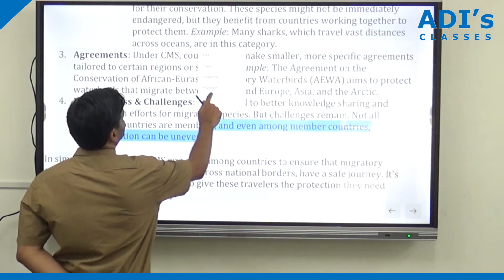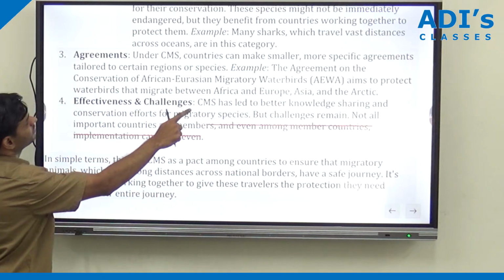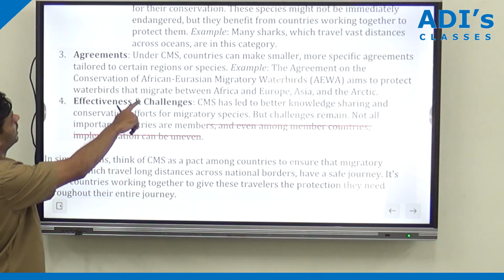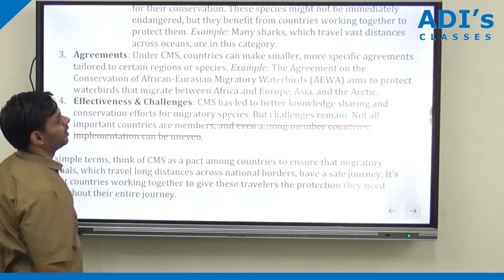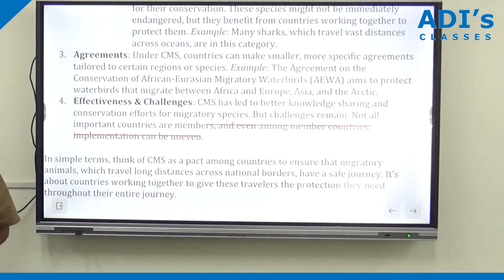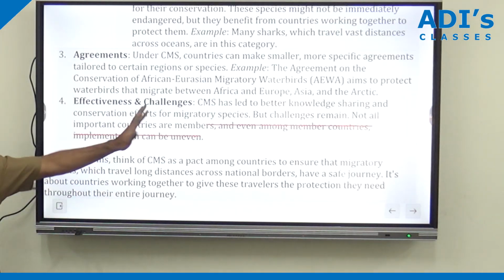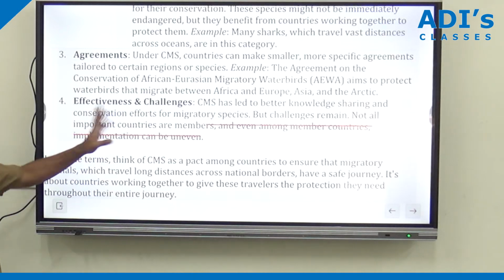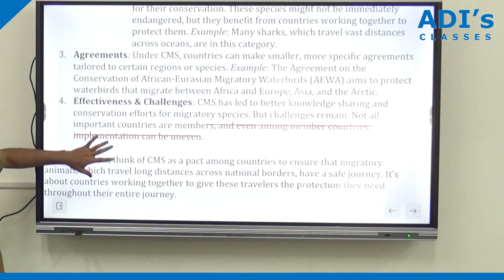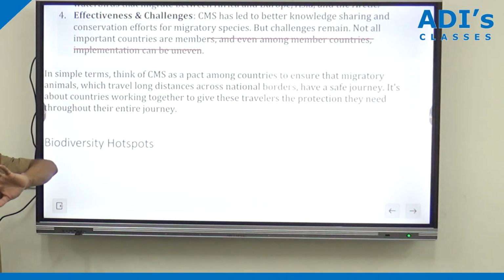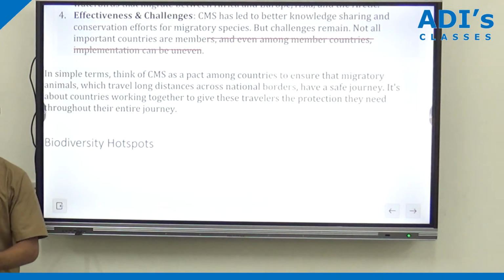This you can just read. There are some agreements under the CMS, that is, conservation of African-Eurasian migratory water birds and so on. For example, if some people think they need more focus on certain regions, they can have their own agreements also. CMS is just a forum. It's an international treaty where nations can come together. If they want to work even more closely, they can have their own treaties also. Nothing is stopping them. Understood?